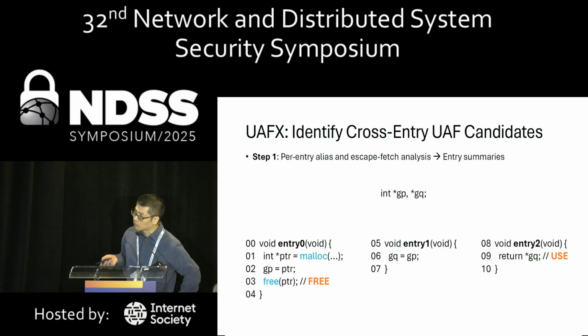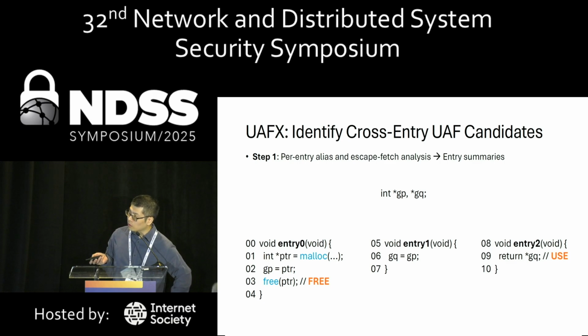So given this target program and all its entry functions, let's reuse our previous example to show how we can first identify the cross-entry alias use and free pairs, okay?